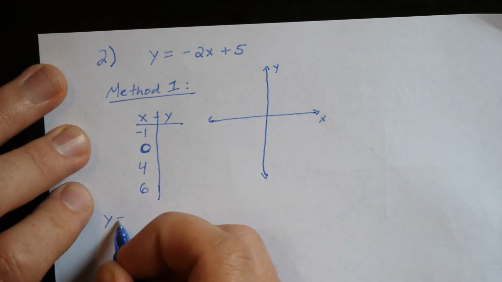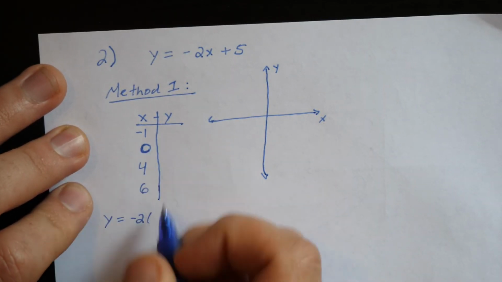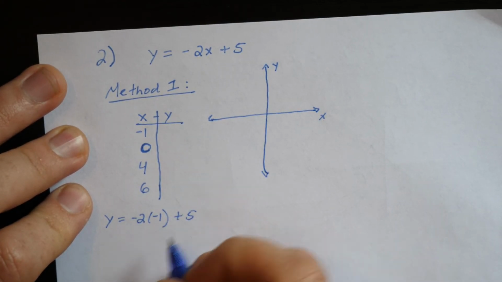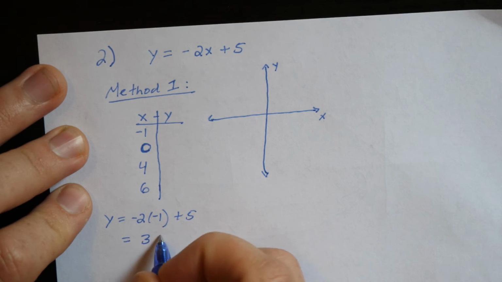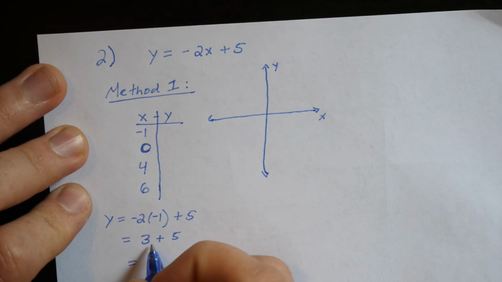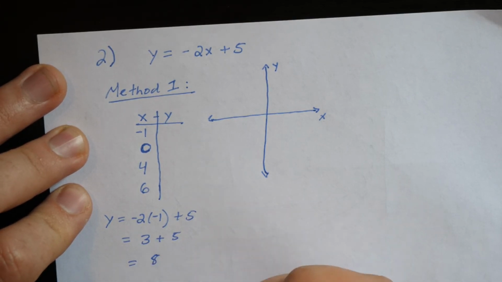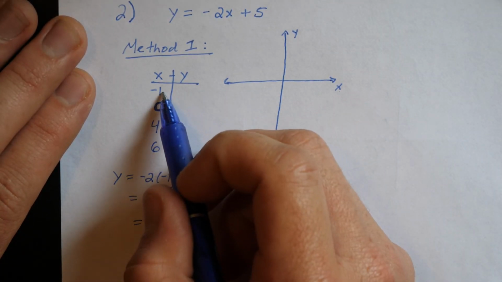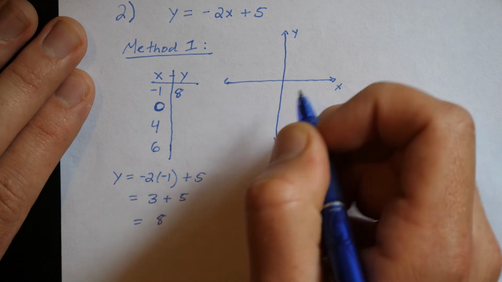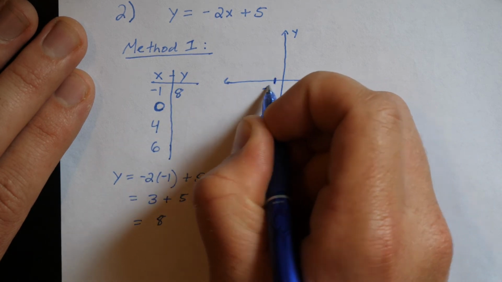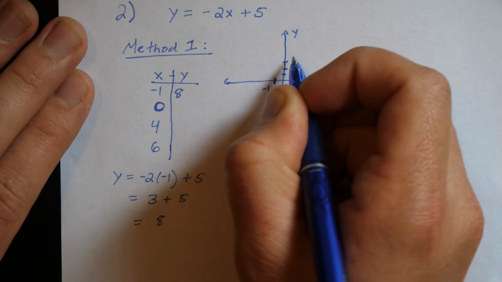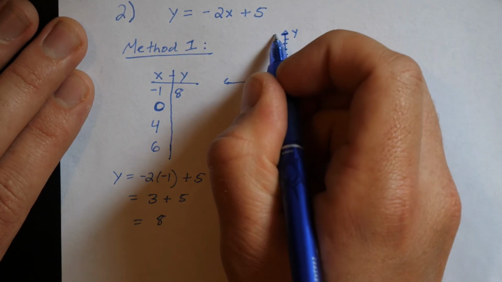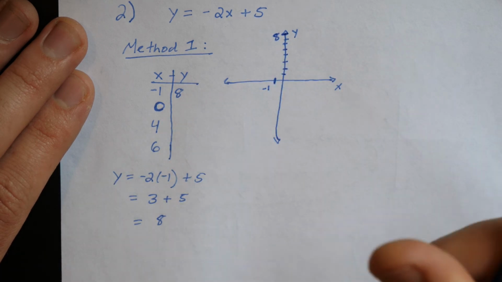So I get y equals -2 times -1 plus 5. -2 times -1 is +2, and then I have that 5 over there, and that gives me 2 plus 5, which is 7. So I'm going to graph that point. I have -1 for x and +7 for y. So -1, and then +1, 2, 3, 4, 5, 6, 7. Okay, all the way up there.